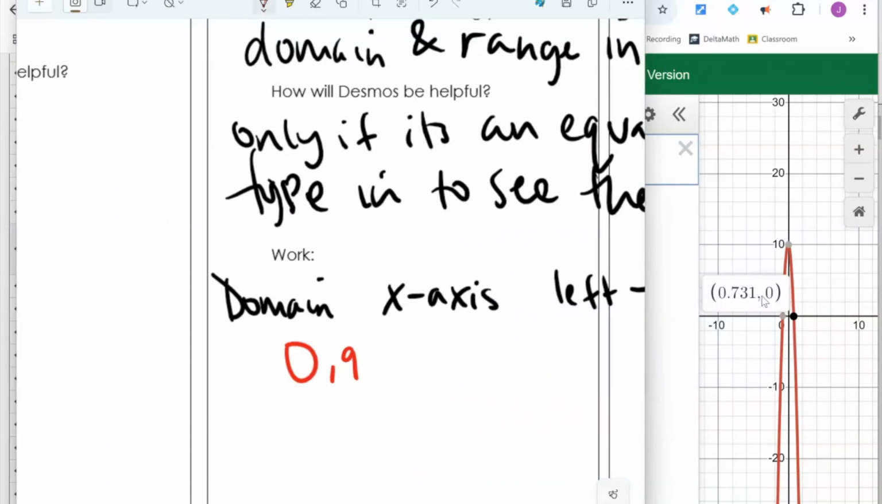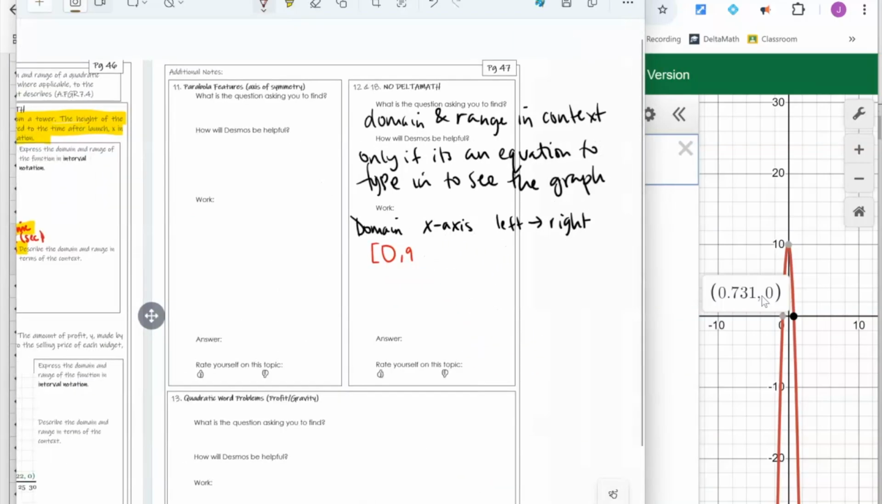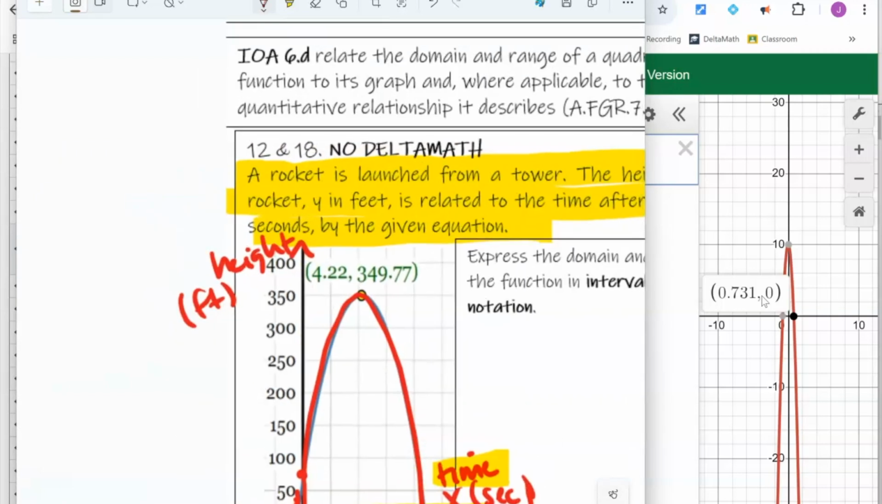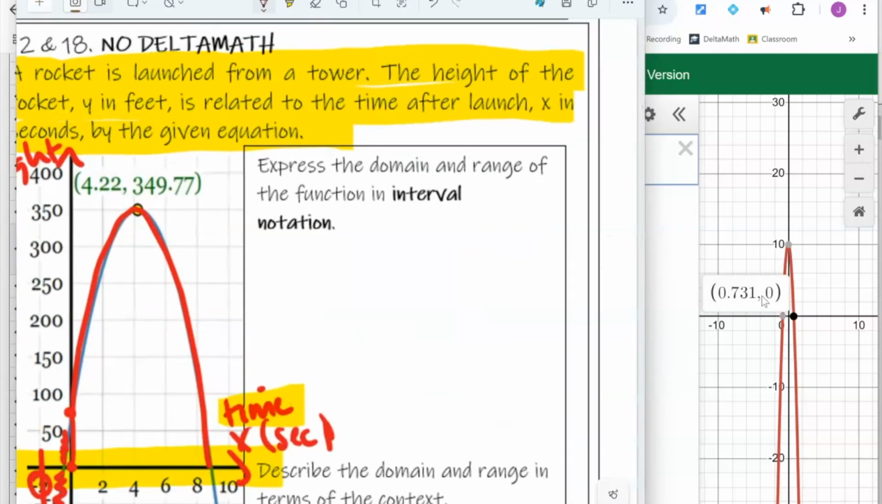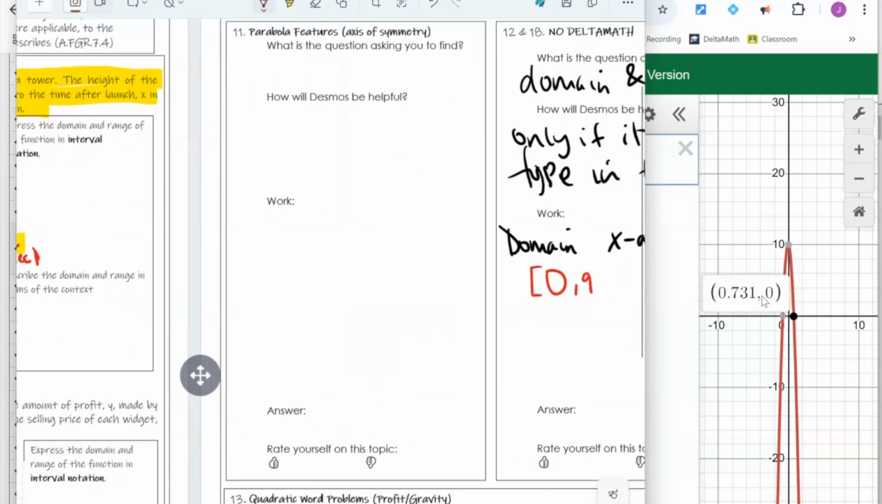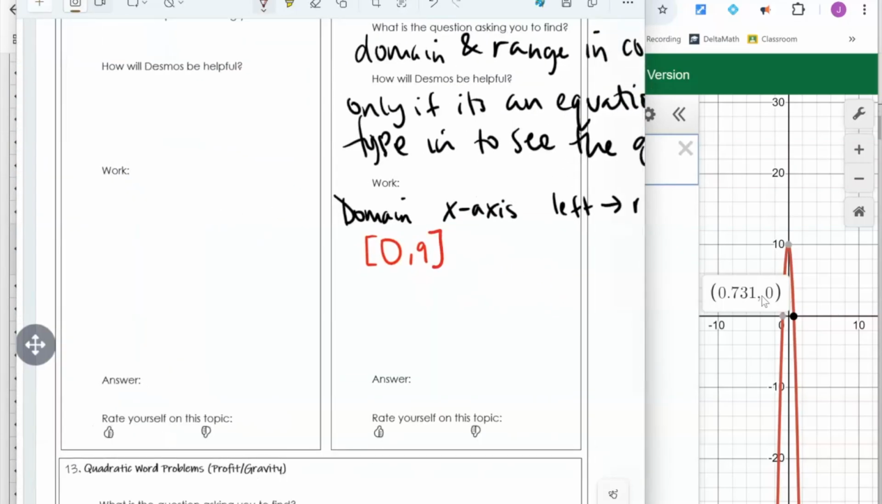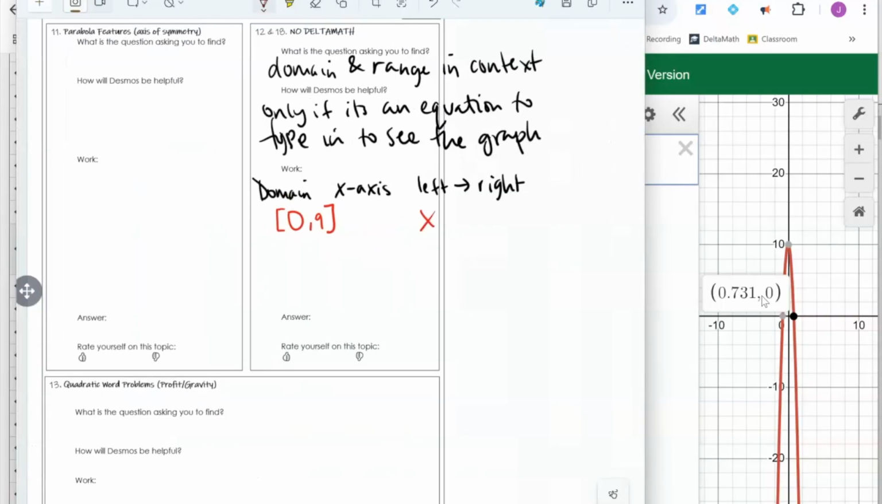Now, does it include 0? Yes, because I can have 0 seconds, and the height at 0 seconds is what? Something about 50, that looks like halfway, about 75. Okay, so yes, I can have 0. Can I have 9 seconds? Yes, because my height is 0. Okay, so boom, I can have that in that notation, or I can write it in this notation, because I'm including, I put the equal sign, 0 to 9.